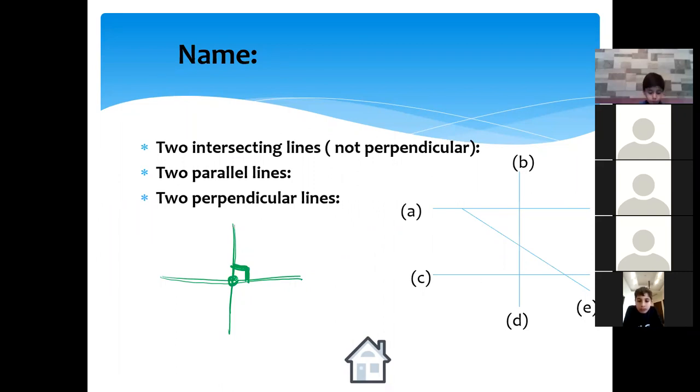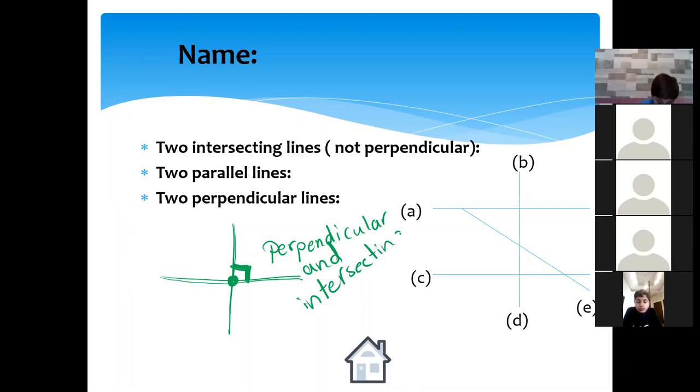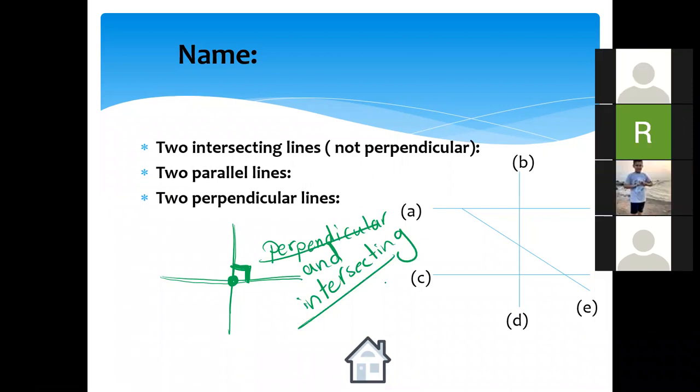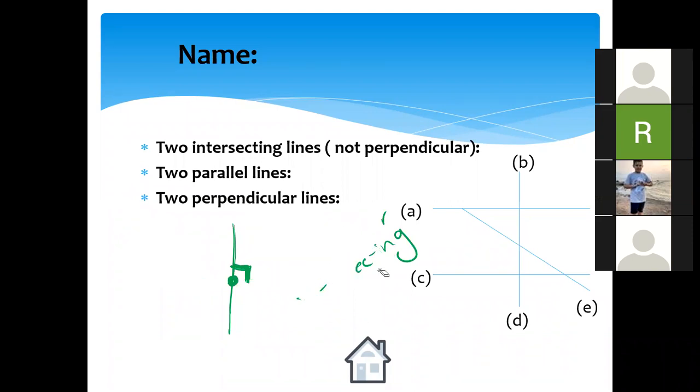Bravo, excellent. They meet at a point and they form a right angle. So they are both perpendicular and intersecting. When we see a plus sign, the lines are intersecting and perpendicular at the same time. Because they form a right angle and they meet at a point. So perpendicular lines are always intersecting lines.